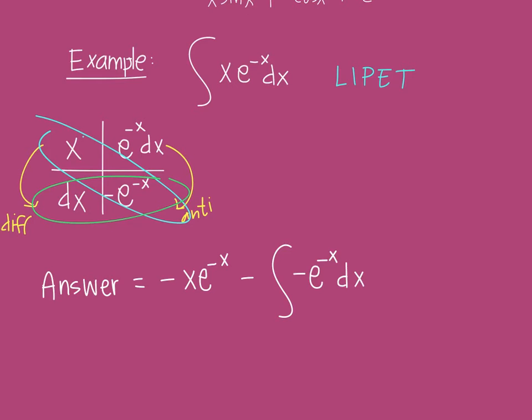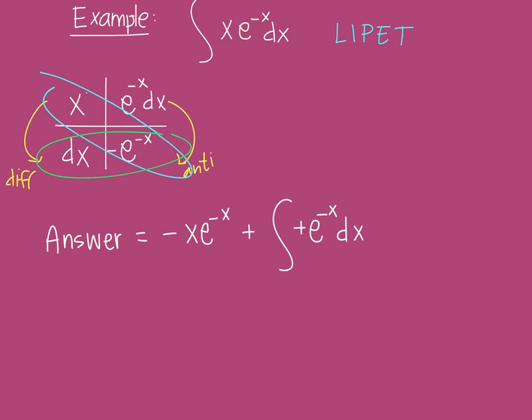Now I've got a double negative right away, so I can change that to positive. So that'll give me negative x e to the negative x plus the antiderivative of e to the negative x, which again is e to the negative x divided by -1 and the natural log of e, plus c. So once again, I'll clean up that antiderivative, and I don't need that natural log of e, and I'll have a negative here.